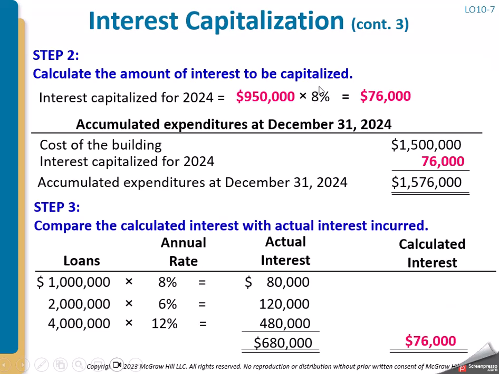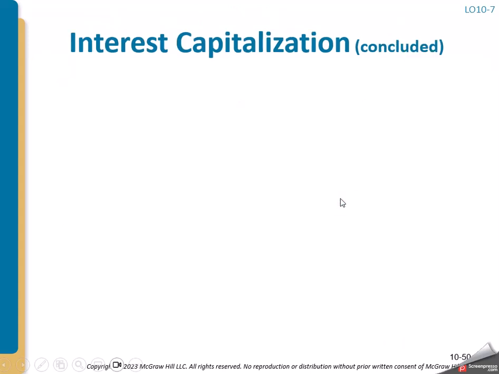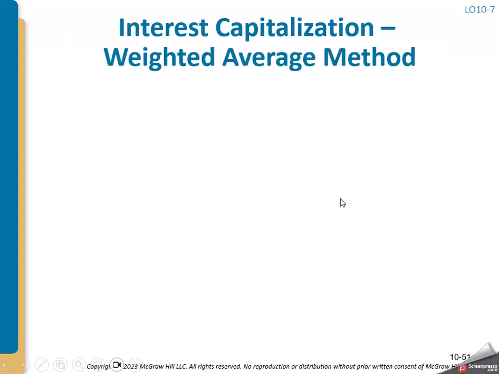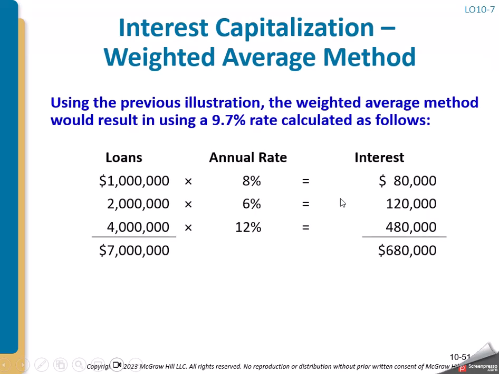So then we can take the 8% that we're paying on that loan, and that would give us $76,000 that we could capitalize for that period. Then we can compare what we allocated to what we actually incurred in interest. And again, these are the different loans that we have, and then use the lower amount, because obviously these loans were more than what was necessary to build this project, so they're going to be higher. And again, do that same thing for the following year.